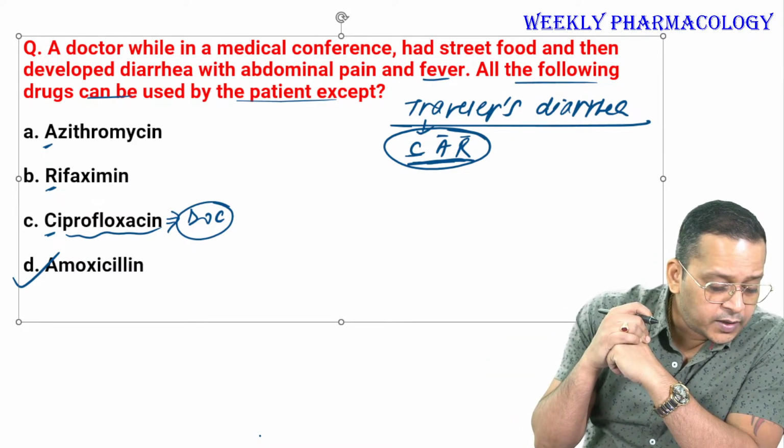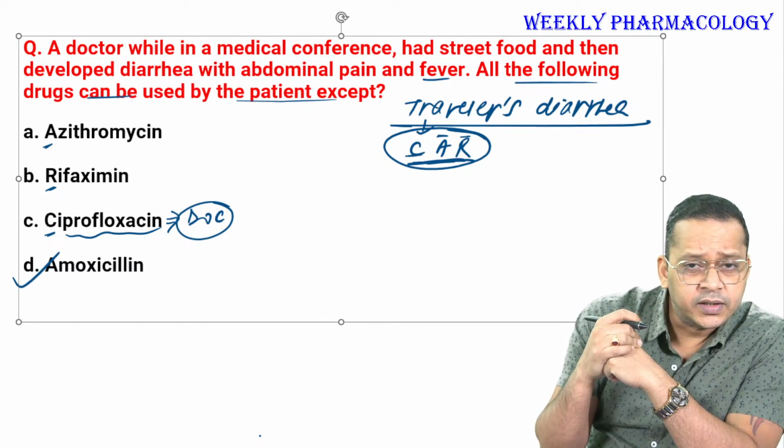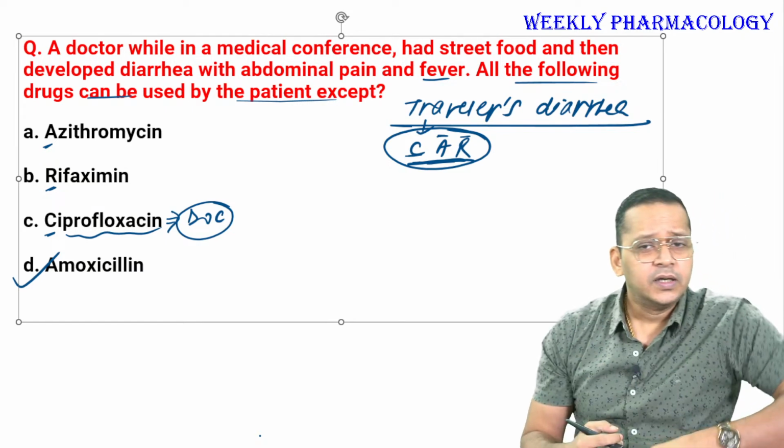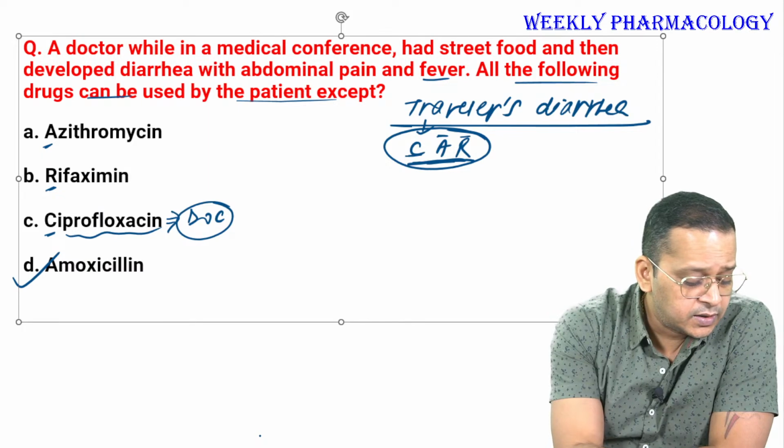All right, guys. So amoxicillin is not used in this diarrhea. The reason being, there is resistance among gut microbes like Shigella, Salmonella. We used to use amoxicillin, but now there is resistance, right?